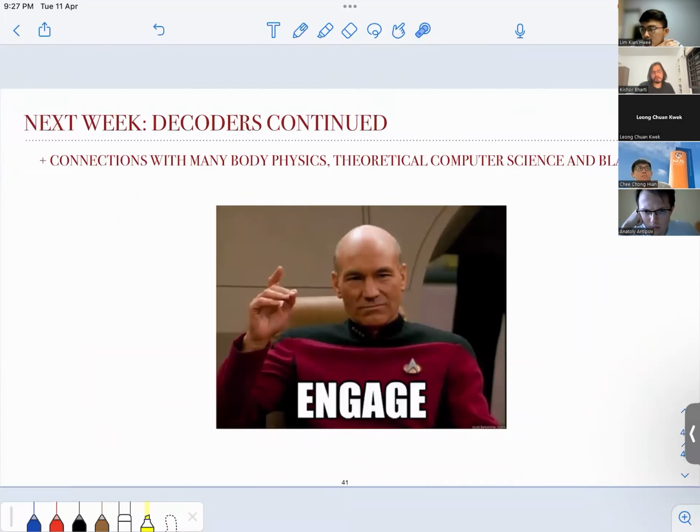Next week, I will talk about some of the decoders. I will talk about connections of quantum error correction with many-body physics, theoretical computer science, and some of you might be interested in the connection with black holes. It's not next week, I think it's wrong. It's in the next 2 weeks. So I think, Kianvi, maybe you can stop the screen recording.